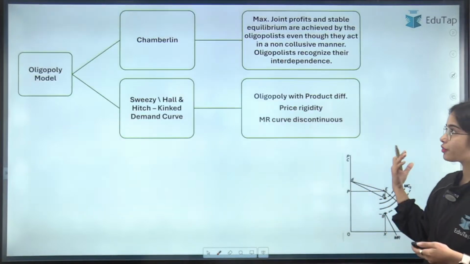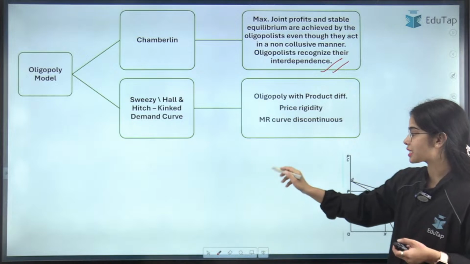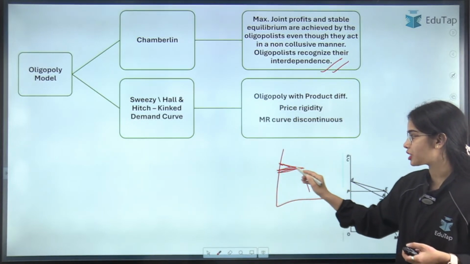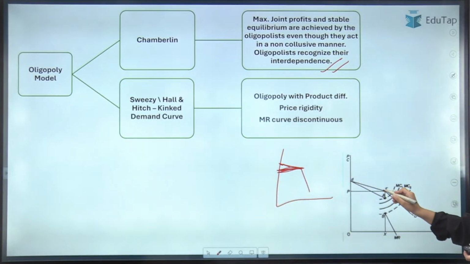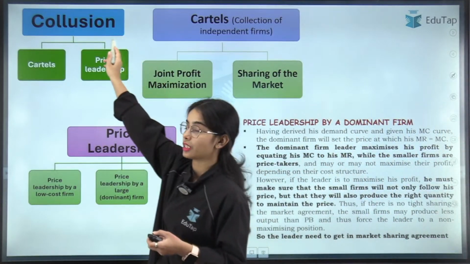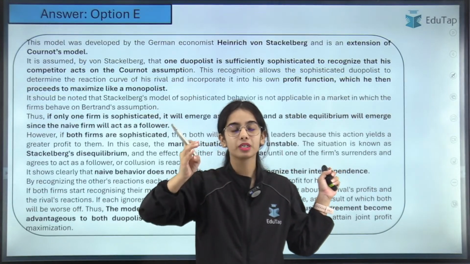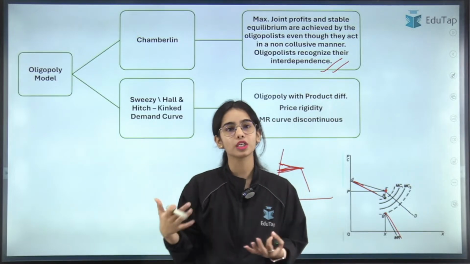So you can read about the different models. The Chamberlain main idea. Sweezy, Hall and Hitch have given the kinked demand curve, that the prices are rigid at the kink. Sweezy has explained that there is equilibrium at the kinked demand curve because there is discontinuity between the marginal revenue and such. Then there is the collusion, like these models, Stackelberg, Cournot, Bertrand, Chamberlain, Sweezy, they all are the non-collusive models.